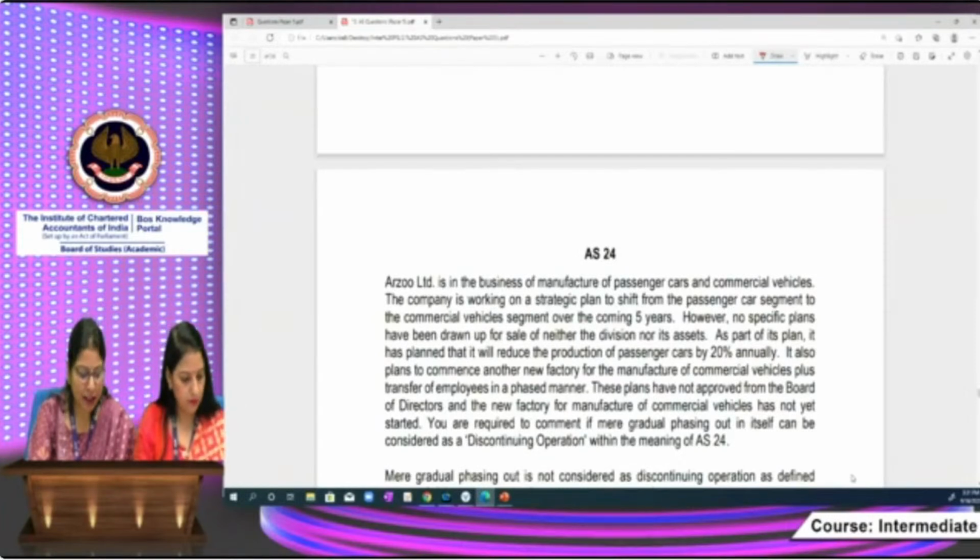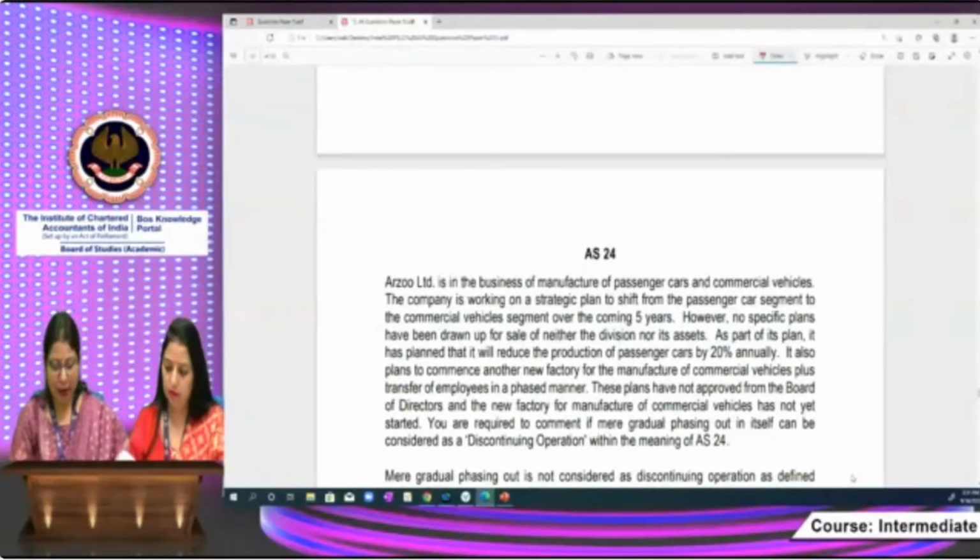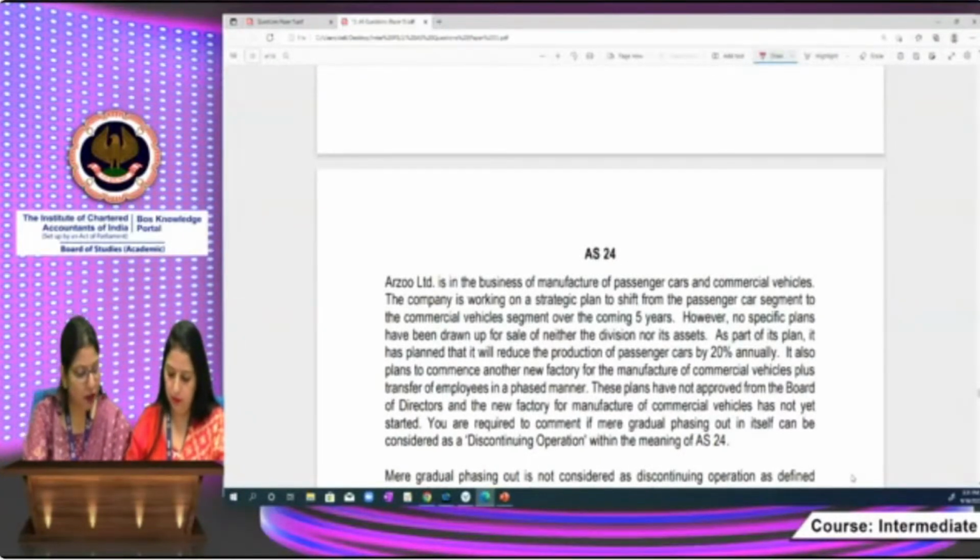While we will be discussing the problem which we have taken on AS 24, we will elaborate it further. The particular business operation should be distinguished separately, and it should represent a major line of business or geographical area of operations.